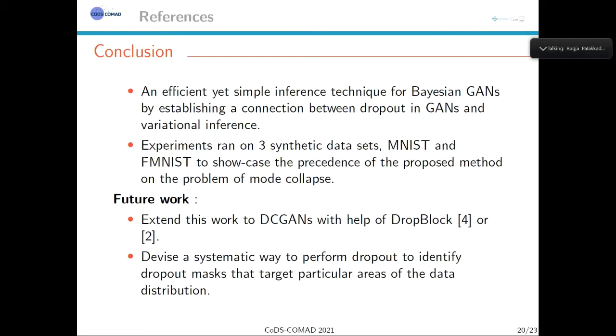To conclude, an efficient yet simple inference technique for Bayesian GANs was established by establishing a connection between dropout in GANs and variational inference. Experiments were run on 3 synthetic datasets, MNIST and Fashion MNIST, to showcase the superiority of the proposed method on the problem of mode collapse.